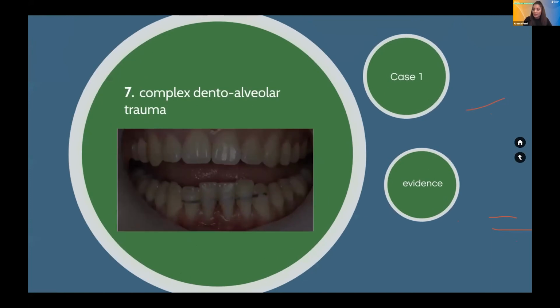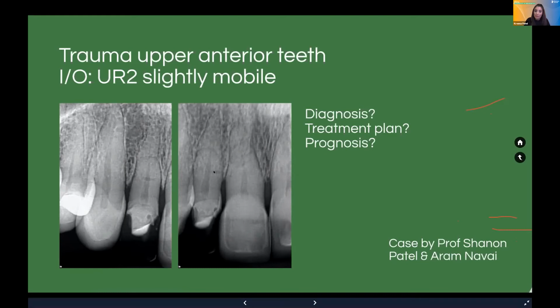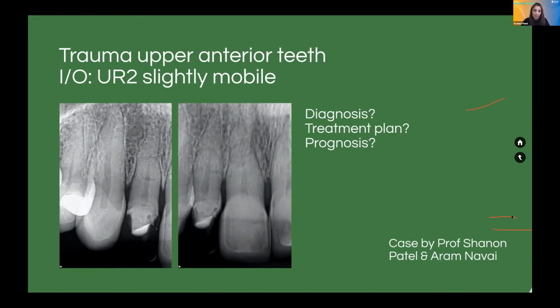The last point that I'm going to go through is dentoalveolar trauma. So this case was kindly given to me by Professor Shannon Patel and by Aram Navai, and it's a trauma case. This patient presented to Shannon in practice. They had trauma, and the main thing that was standing out was the mobility of the upper right tooth. Now, if we look at this, we can see there's a significant fracture of the upper right tooth.